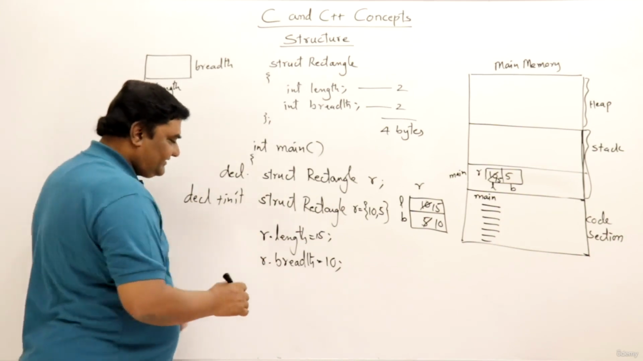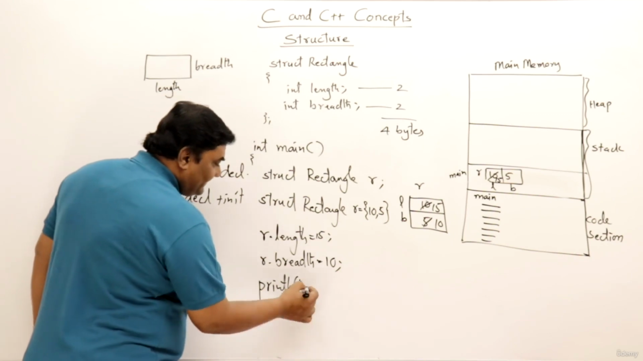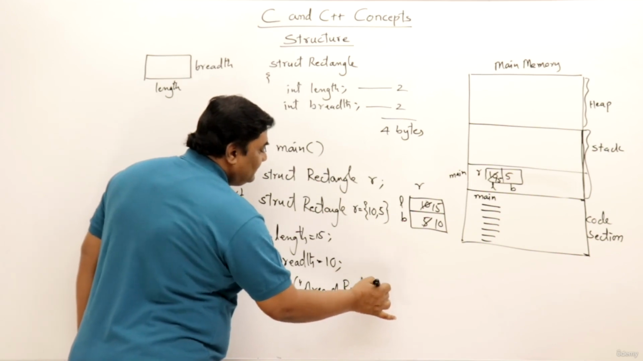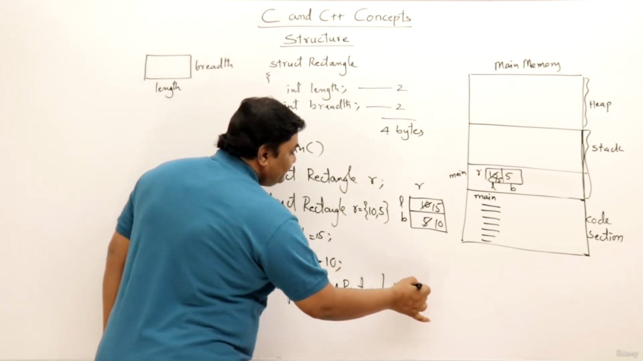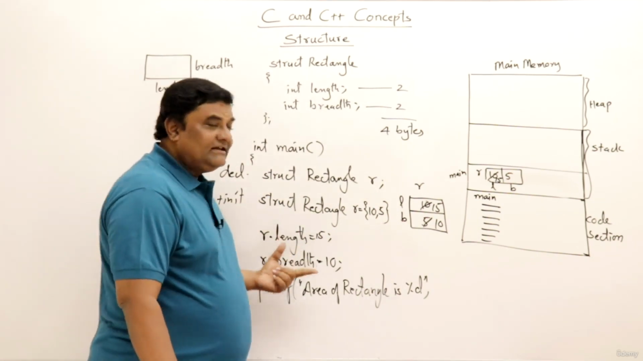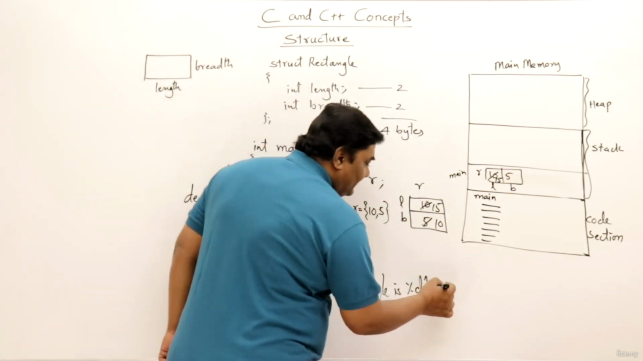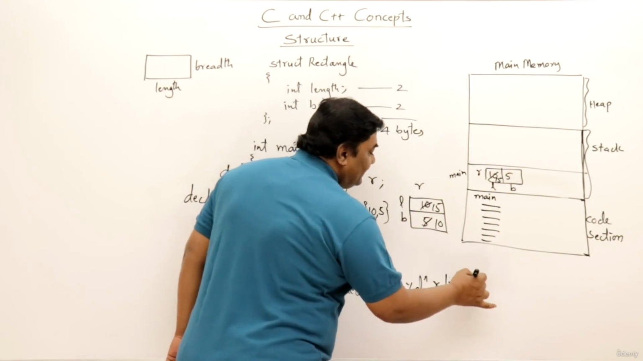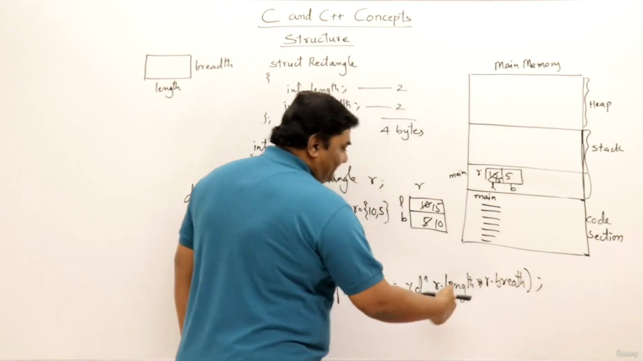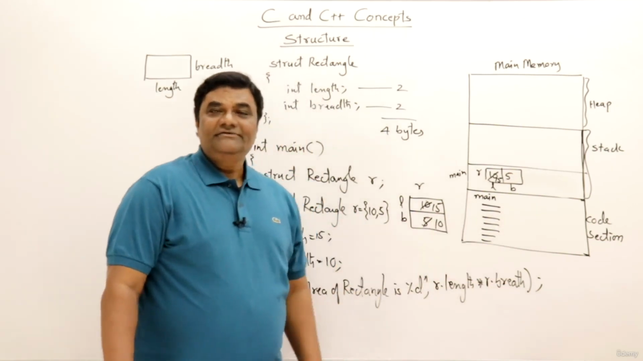Here I will calculate the area of a rectangle and show you. I will directly print the result. printf: area of a rectangle is %d. Here I will write the formula. What is the formula for area? Length into breadth. How to access that length and breadth? I have to use the dot operator. So r.length multiplied by r.breadth. This is how I can access the members. Length and breadth will be multiplied, that is 15 into 10, and I'll get the result as 150.